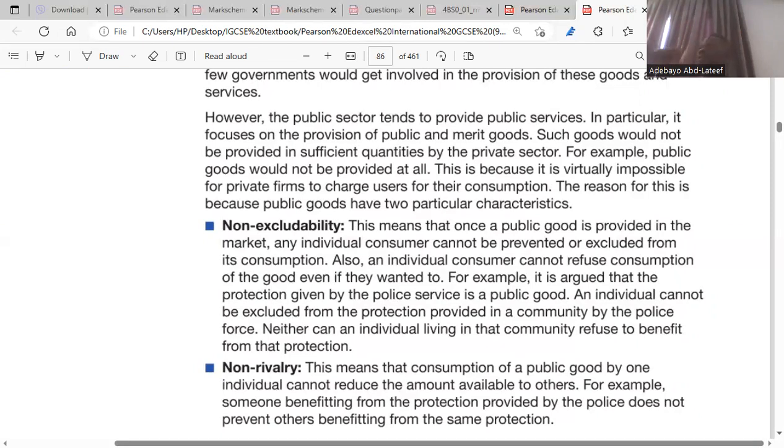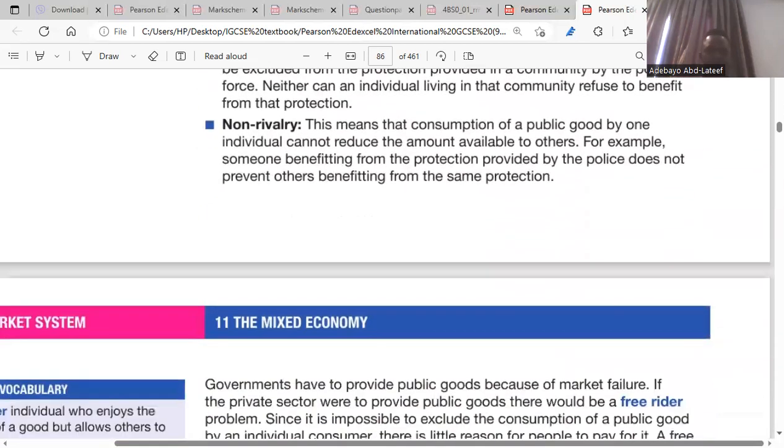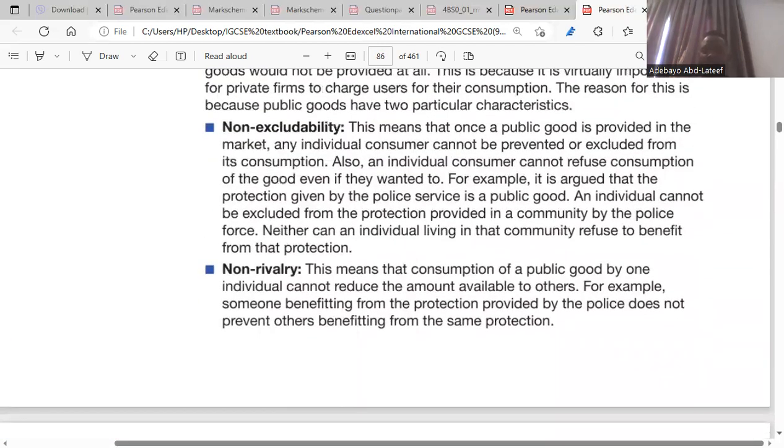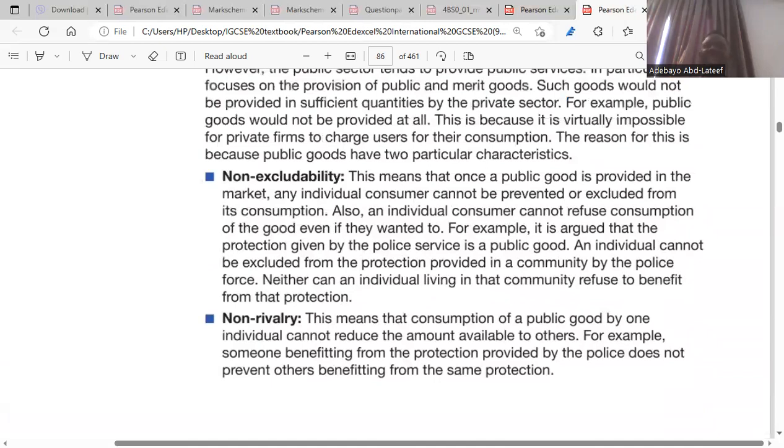So they could ask you in the exams, what are the characteristics of public goods? The characteristics of public goods are non-excludability and non-rivalry. I think it's clear. So for non-excludability, this means that once a public good is provided in the market, any individual consumer cannot be prevented from consuming it. In as much as it's been provided and I consume it, you all can consume them. That is why we call it non-excludable.